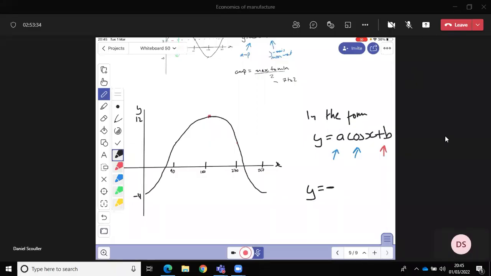So that's the first thing I'm picking up there. It's going to be a negative to start this, because it's starting at a minimum up to a maximum and down to a minimum again, the opposite of what I'd expect from a cos graph.